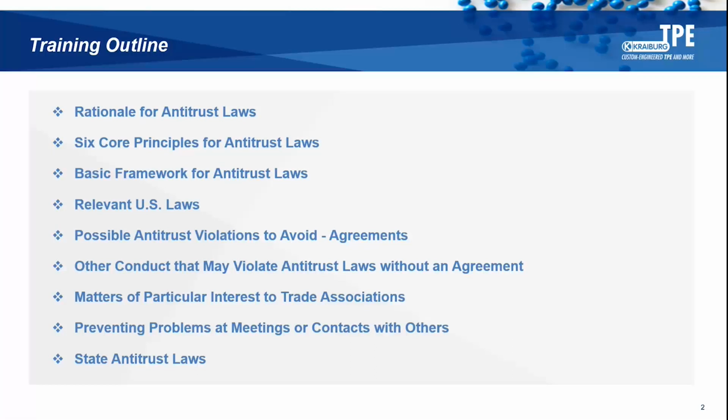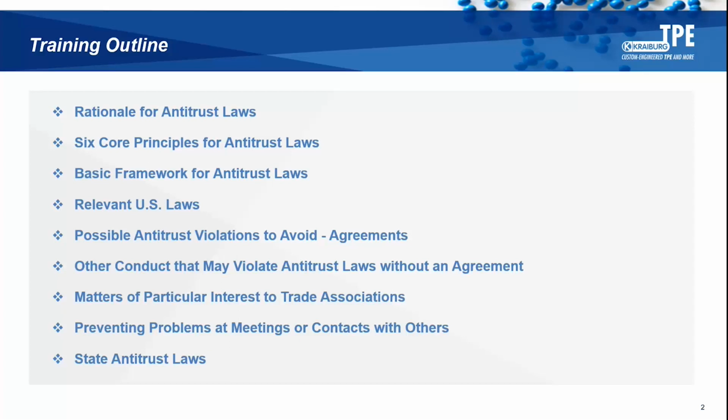The outline for this training will include, first off, the rationale for antitrust laws. Why do they exist? What's the purpose? The 6 core principles for antitrust laws, the basic framework for antitrust laws, and then there are 4 relevant U.S. laws in place pertaining to antitrust that we'll review at a very high level. And subsequent to that, possible antitrust violations to avoid in the forms of any agreements or any other conduct that may violate antitrust laws, even if there's not an agreement in place.